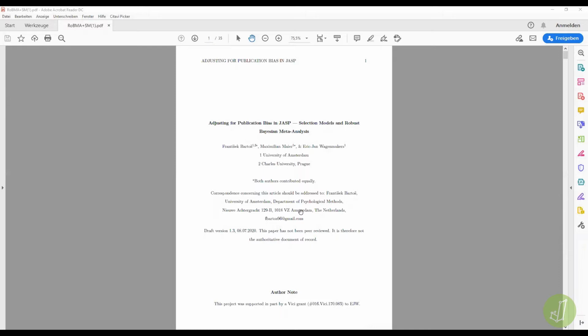RoBMA is a method to correct for publication bias that applies different models simultaneously, some assuming publication bias and some assuming no publication bias. Then it model averages over the different models by giving more weight to models that are better supported by the data for the effect size estimation. More information on RoBMA can be found here in the paper. Now let us open JASP.